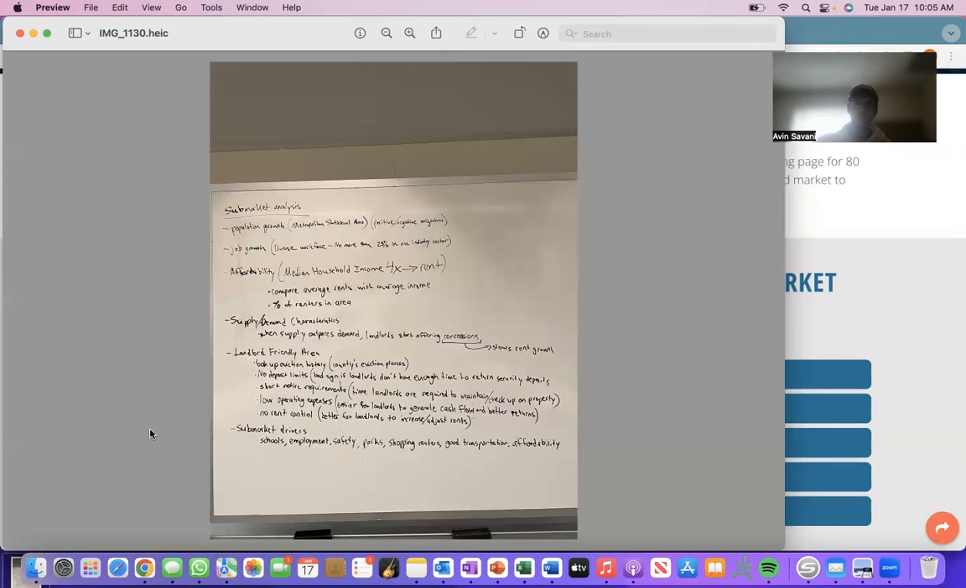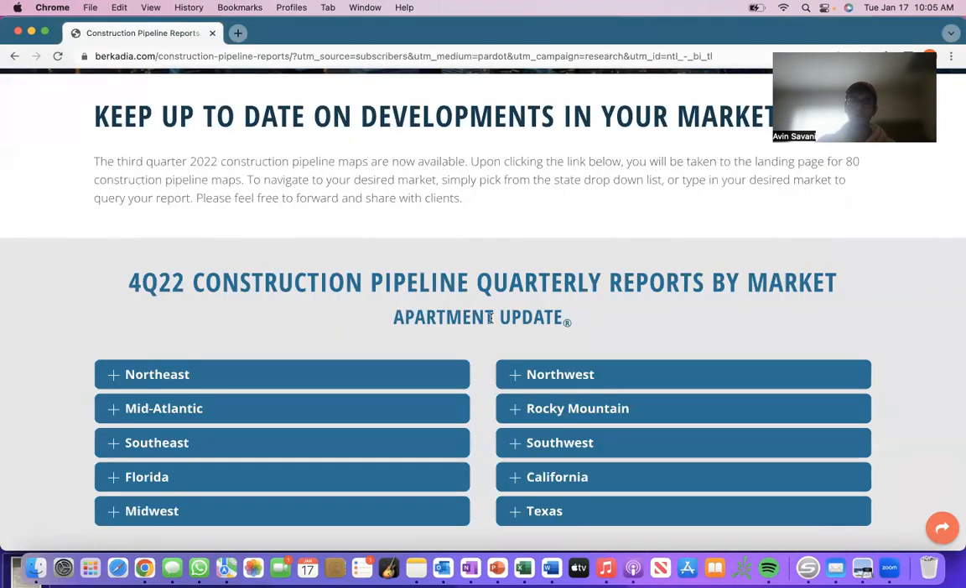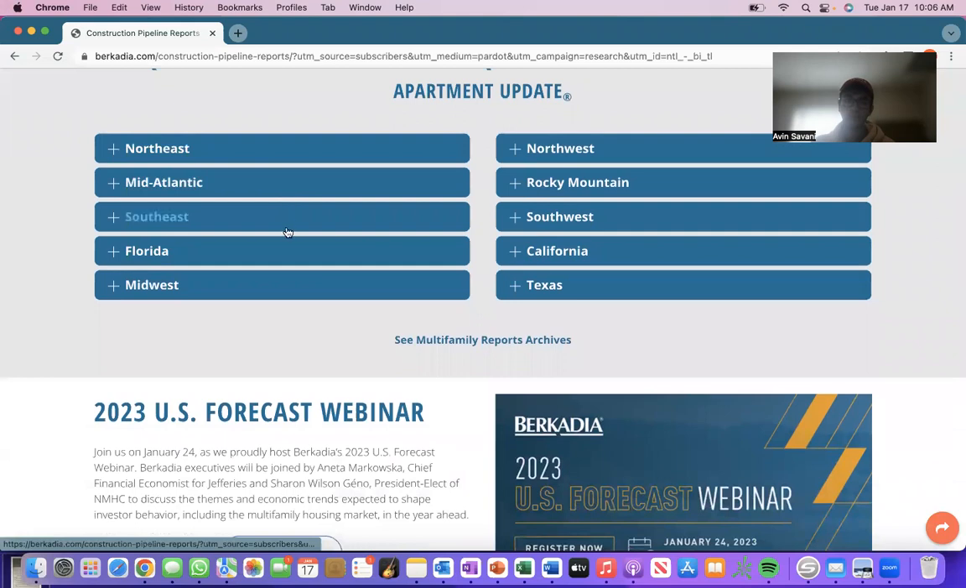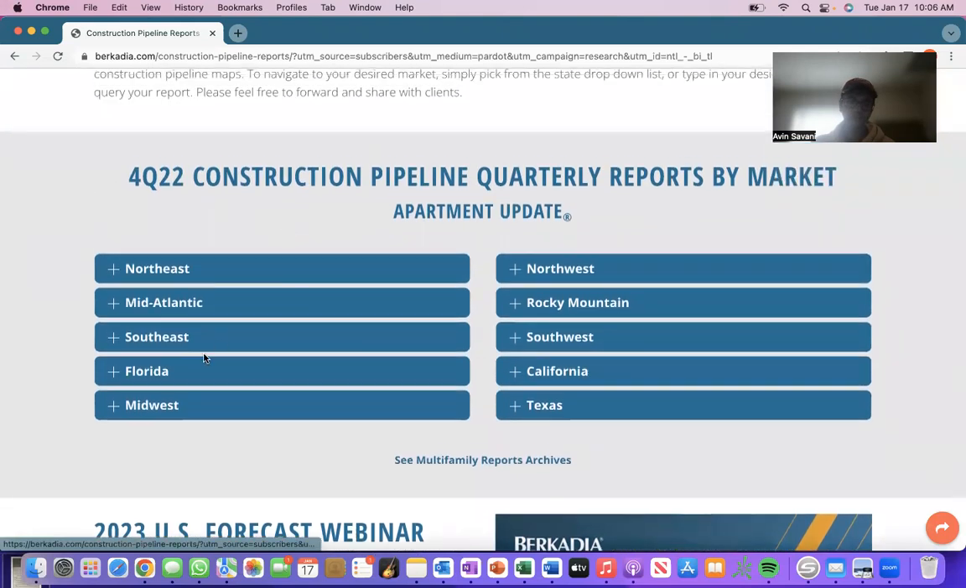So yeah, we're gonna get into this quick report. We're just gonna do the Philadelphia area right now since that's where we're from, but they have reports across pretty much each market, so plenty of different data points to get from these. So this is from Berkadia.